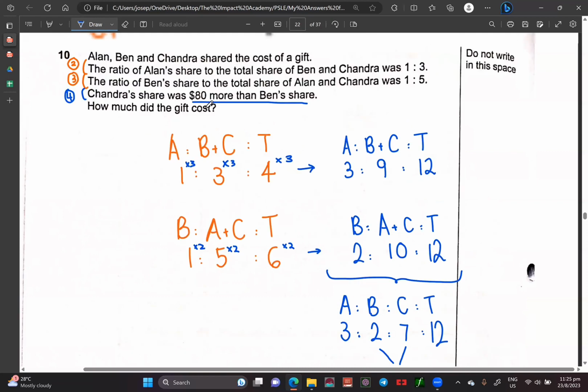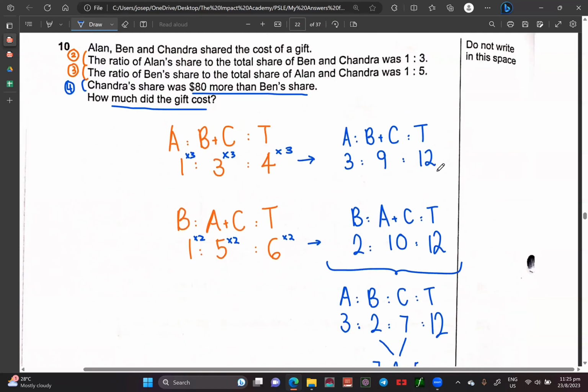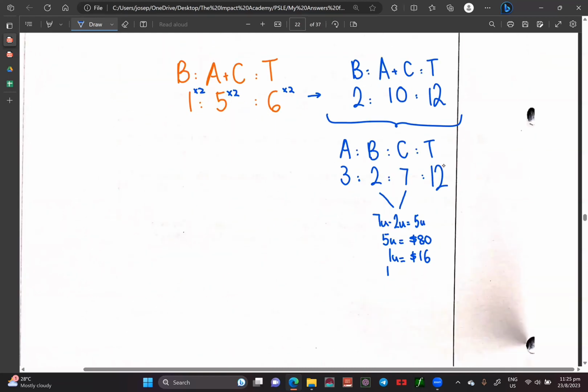Once this is done, you can read the question. The question says, how much did the gift cost? So the cost of the gift over here, as you can see, is 12 units. So we just have to do 16 times 12. Okay, therefore our answer for this question has to be $192.